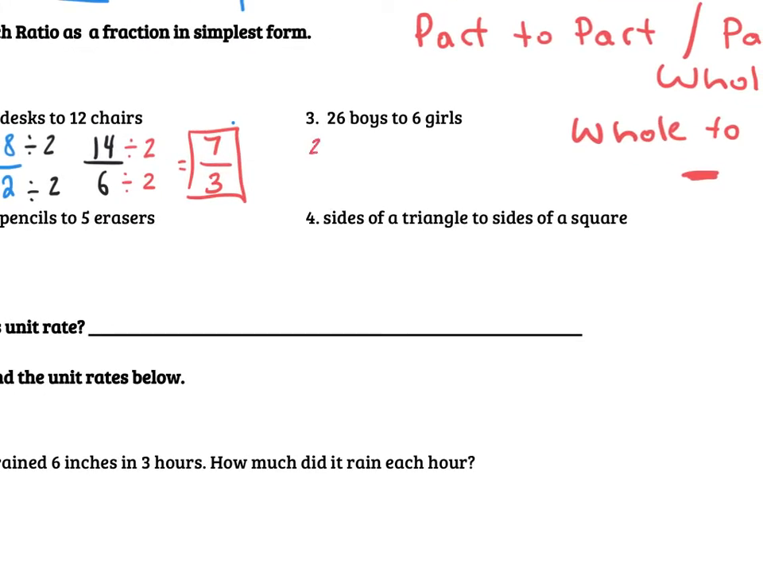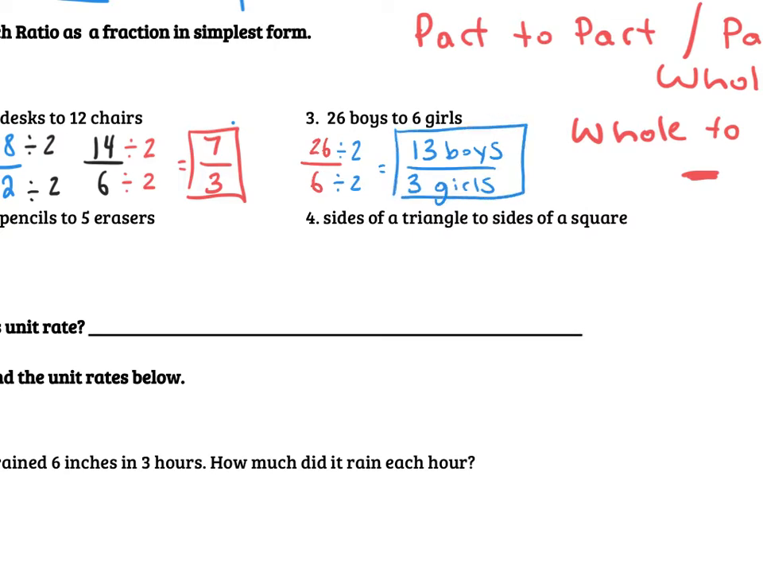26 boys to 6 girls. I know I can divide the top and the bottom by 2, and I get 13 boys to 3 girls. 13 is prime, so I know I'm done there.